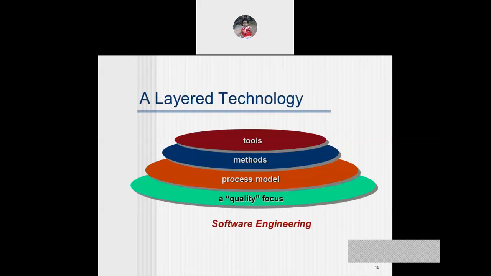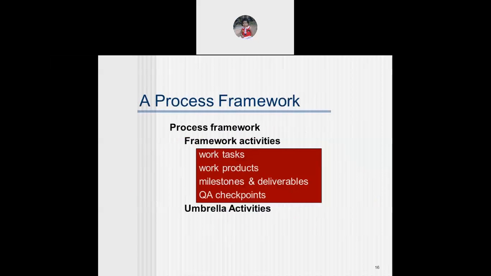A layer of technology. In this particular part, how the software is being layered according to the software development. First, we are focusing on quality. Then we are focusing on process model. Then we are going to know about the methods. Then we are going to know how we are going to implement the methods in the appropriate tool. It's a layer technology. So a process framework.